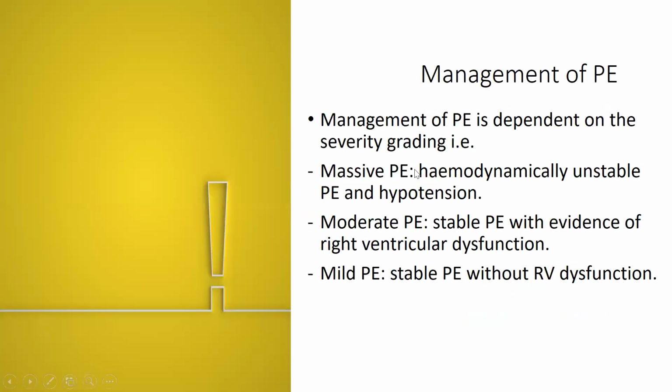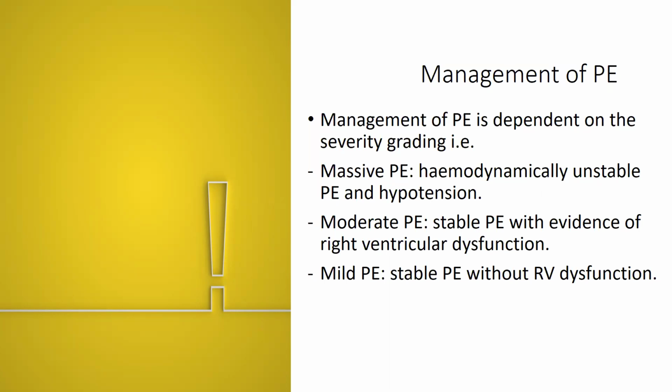All right, so quickly, I have 4 minutes more. Management of PE, all right, is dependent on the severity grading. You have mild PE, moderate, or massive PE. In mild PE, there's PE, but the patient is hemodynamically stable. It does not have any right ventricular dysfunction. And moderate PE, the patient is stable, with evidence of ventricular dysfunction, your D sign or your McConnell sign is present.